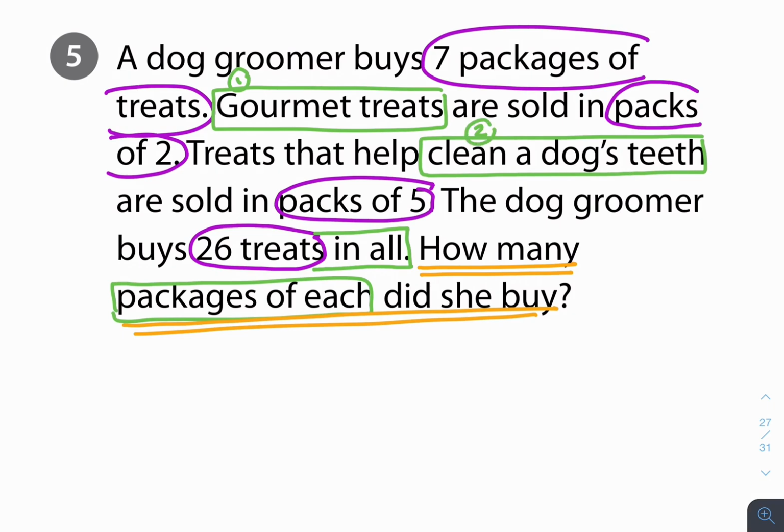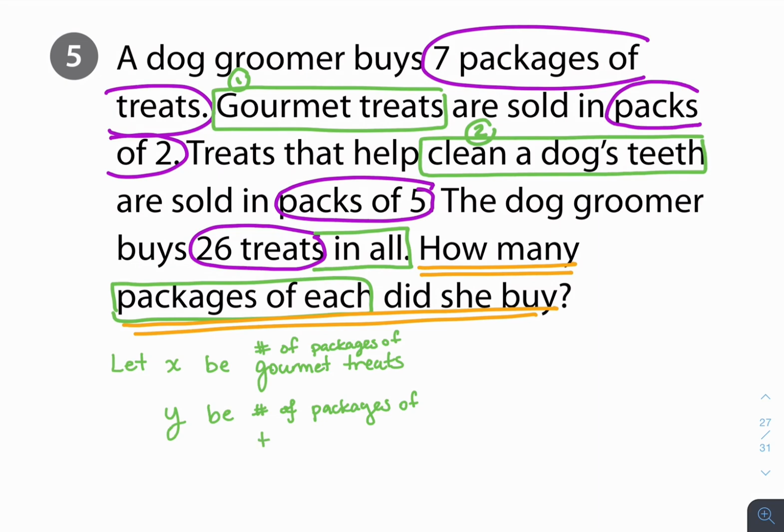All right, so I'm going to define my variables with those two unknowns. I'm going to say let x be the number of packages of gourmet treats, and let y be the number of packages of teeth cleaning treats.